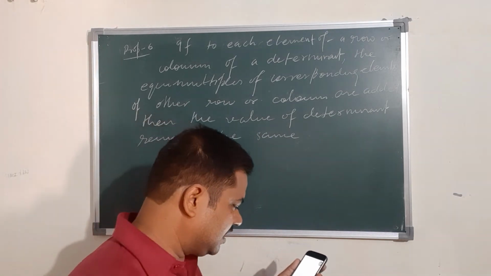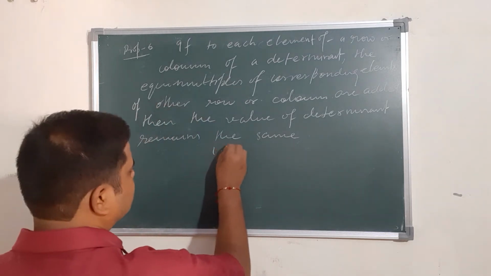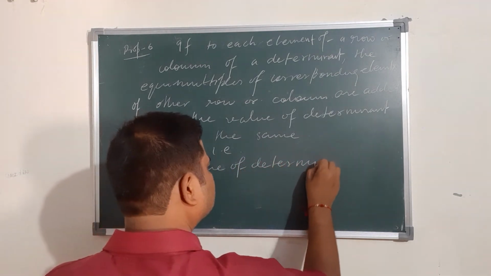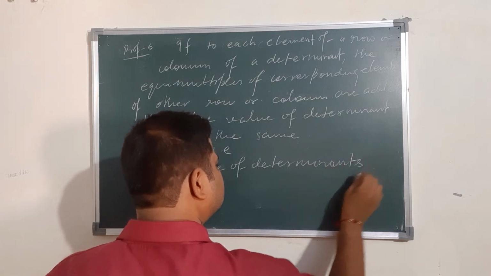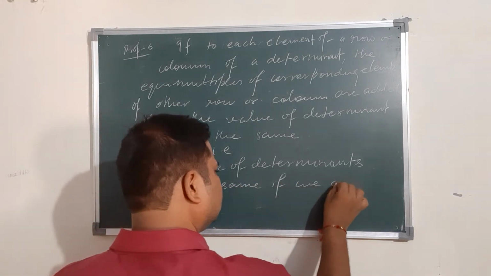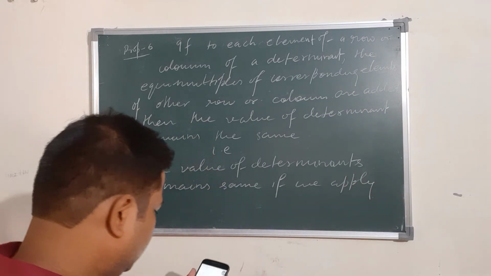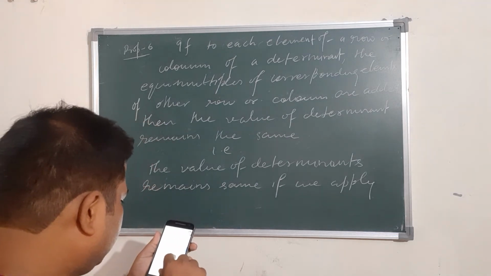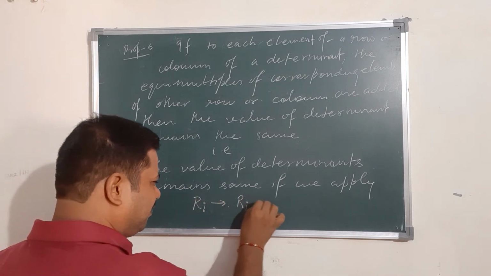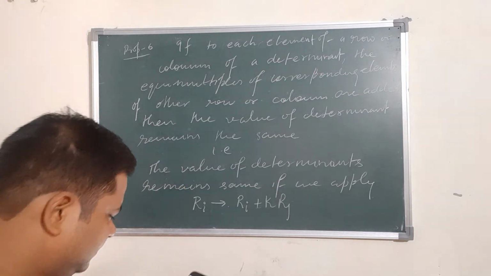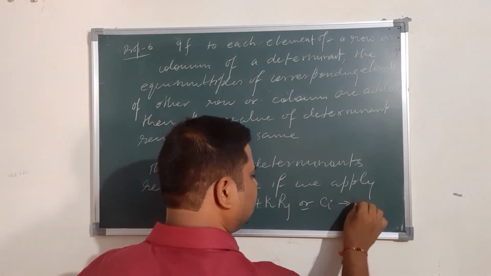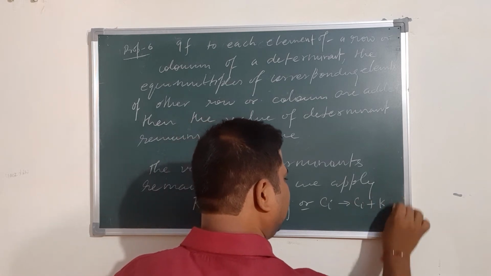the value of determinant remains same if we apply Ri replaced by Ri plus K times Rj, and Ci replaced by Ci plus K times Cj.